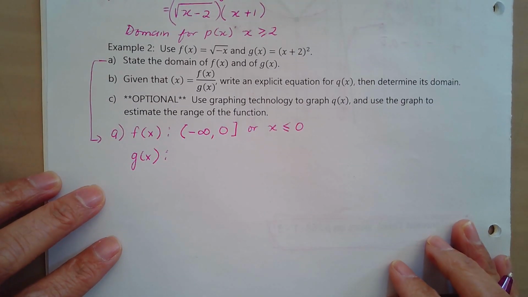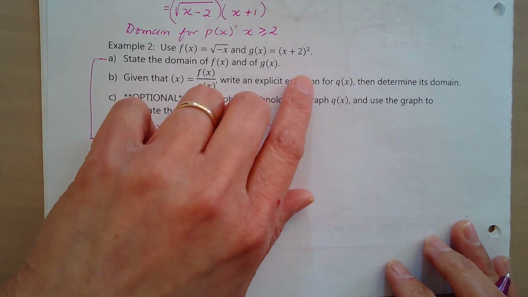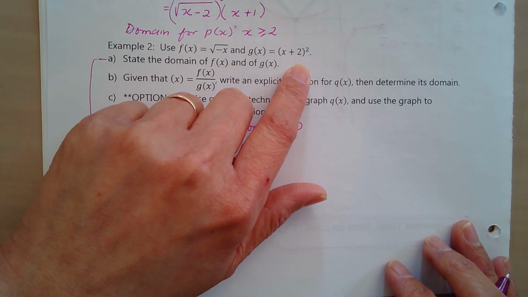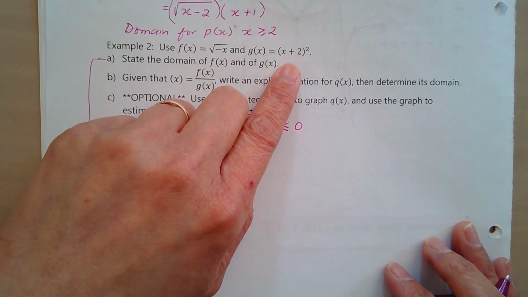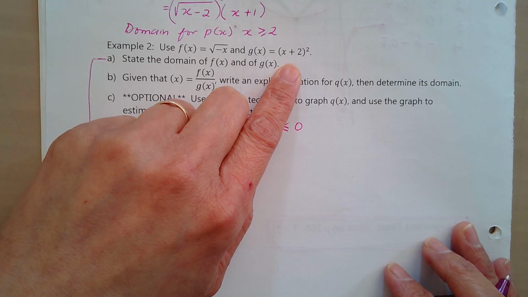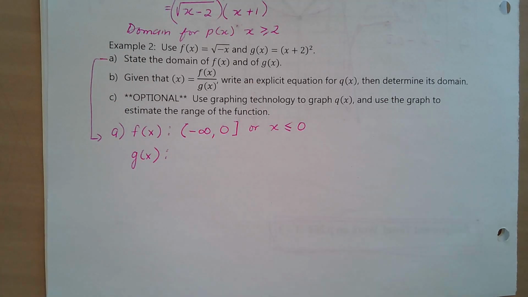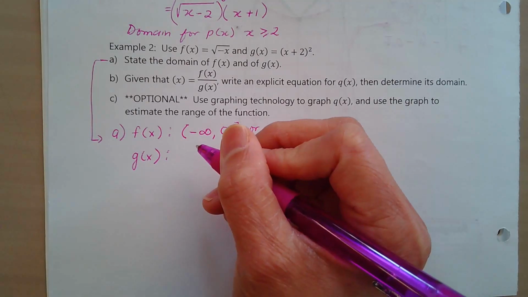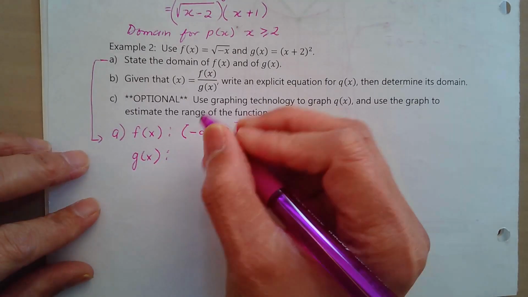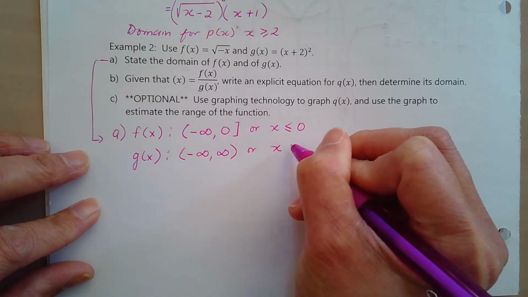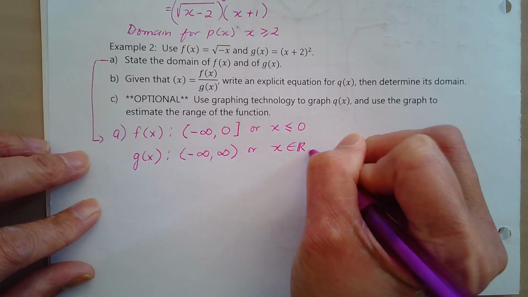What's the domain? Can you imagine what the graph looks like for this? It's a parabola shifted to the left 2, right? So it's a parabola. So what's the domain? Yeah, negative infinity to positive infinity, or we can say x is an element of real numbers. Okay?